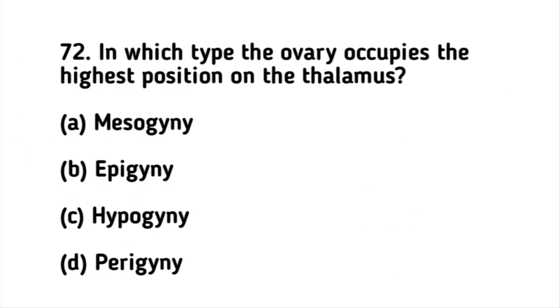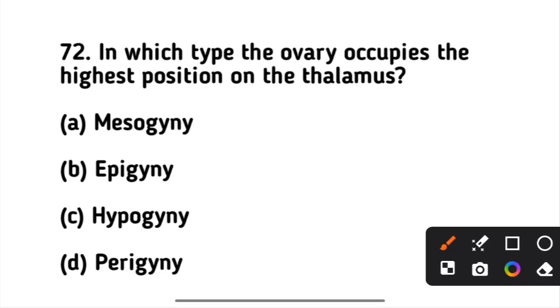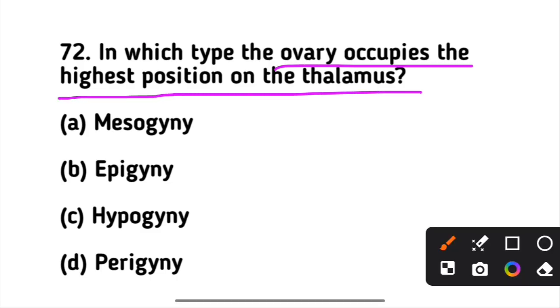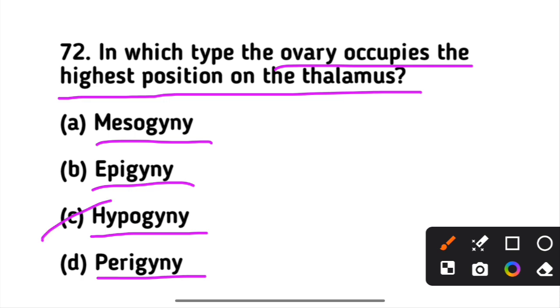Next question. In which type does the ovary occupy the highest position on the thalamus? Option is mesogyny, epigyny, hypogyny, perigyny. Option C is correct, hypogyny. In which type does the ovary occupy the highest position on the thalamus? Option C is correct, hypogyny.